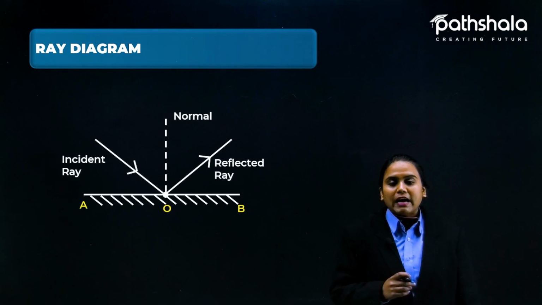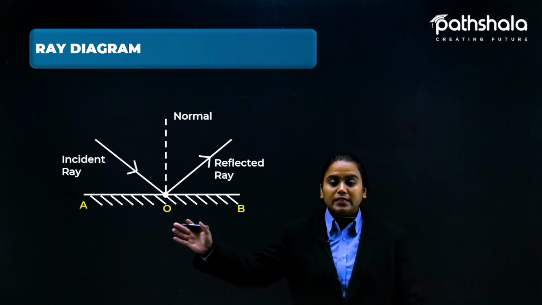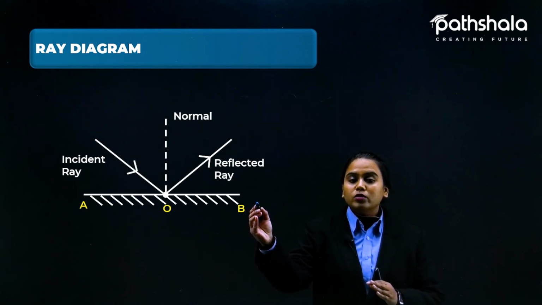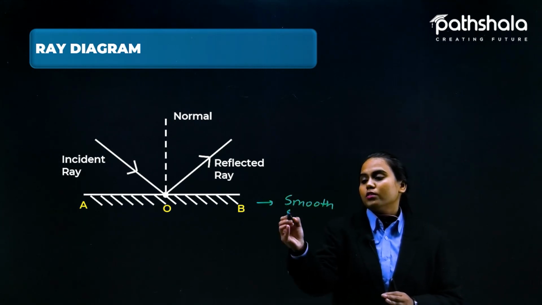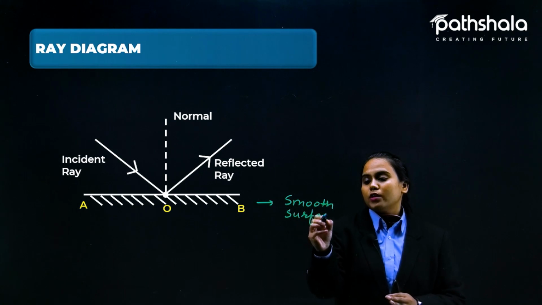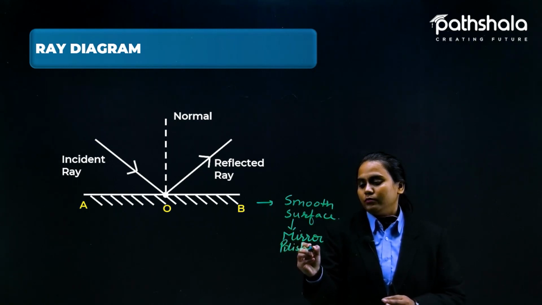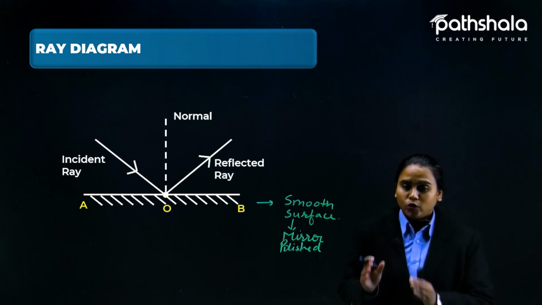Here is a diagram that we need to study, and this part that you can see, AOB, is any kind of smooth surface. Here we have taken this smooth surface, and that smooth surface could be anything like a mirror or any polished surface. Any of these examples could be taken.